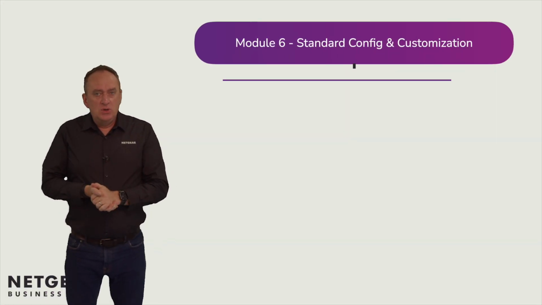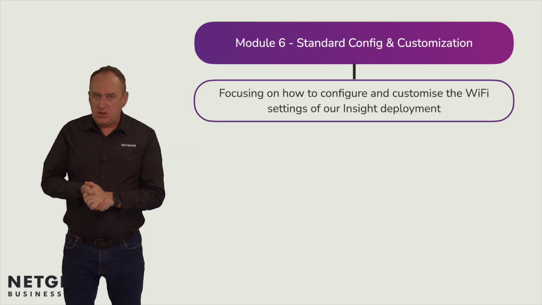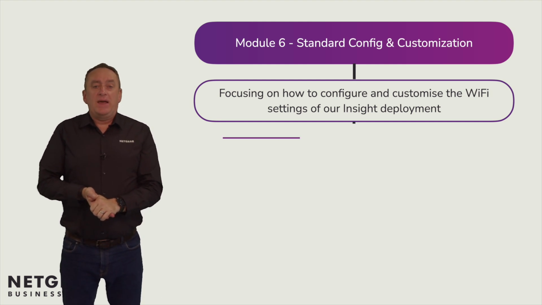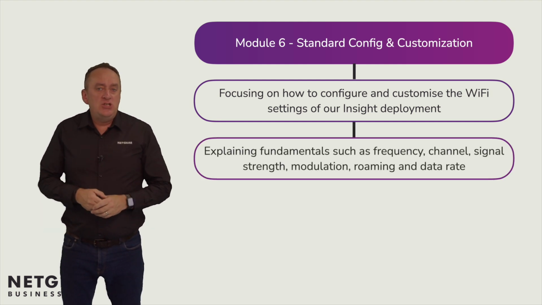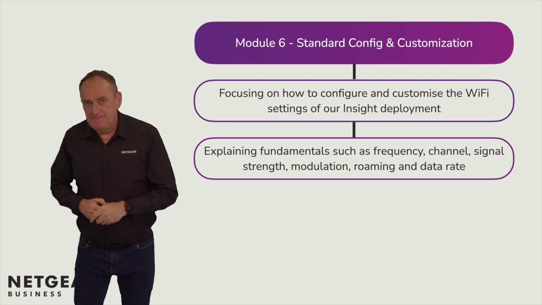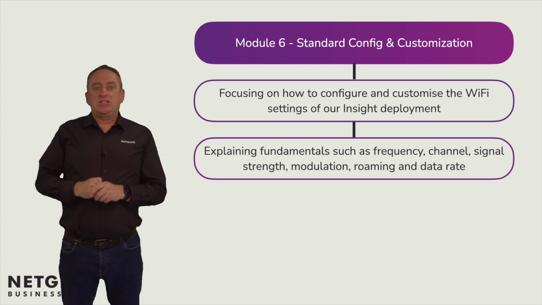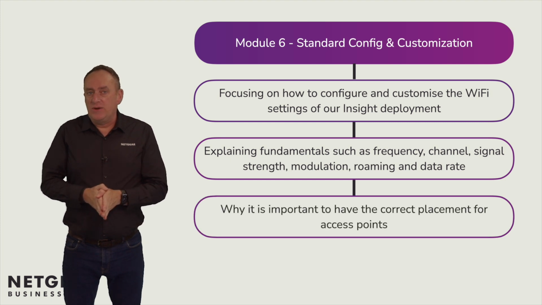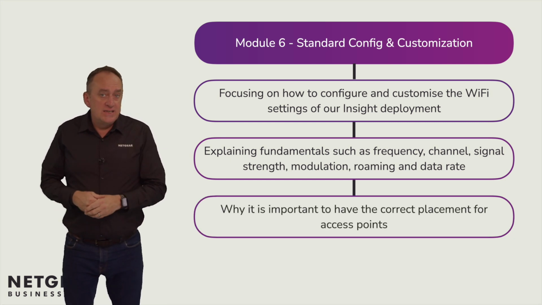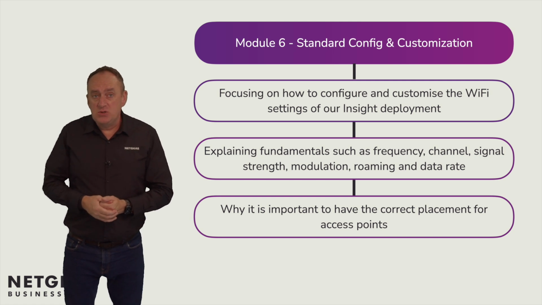In this module, we'll focus on how to configure and customize the Wi-Fi settings of our Insight deployment by explaining fundamentals such as frequency, channel, signal strength, modulation, roaming and data rate. The placement of access points is also an important consideration thanks to the array of different environments depending on the project, so we need to explore this as well.